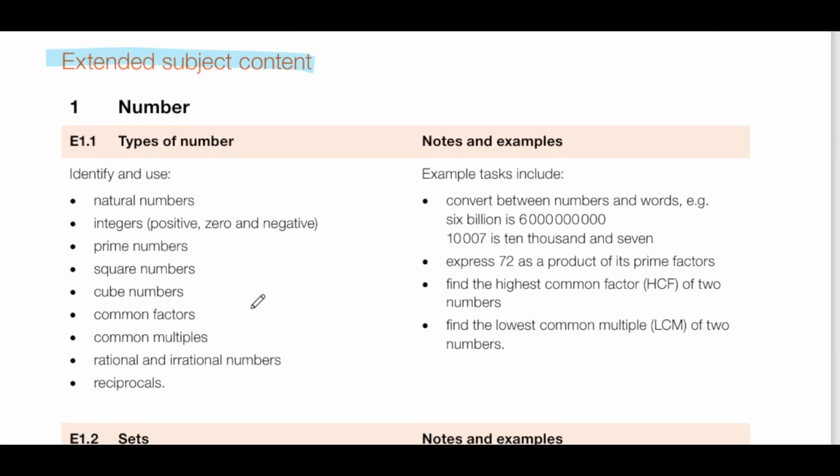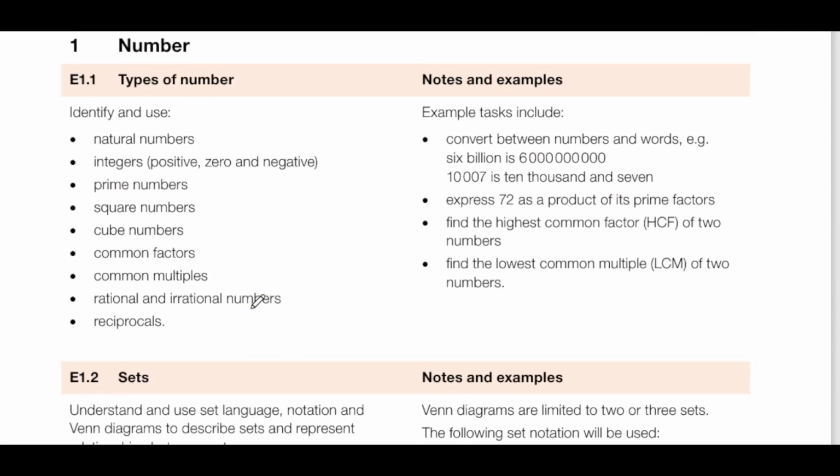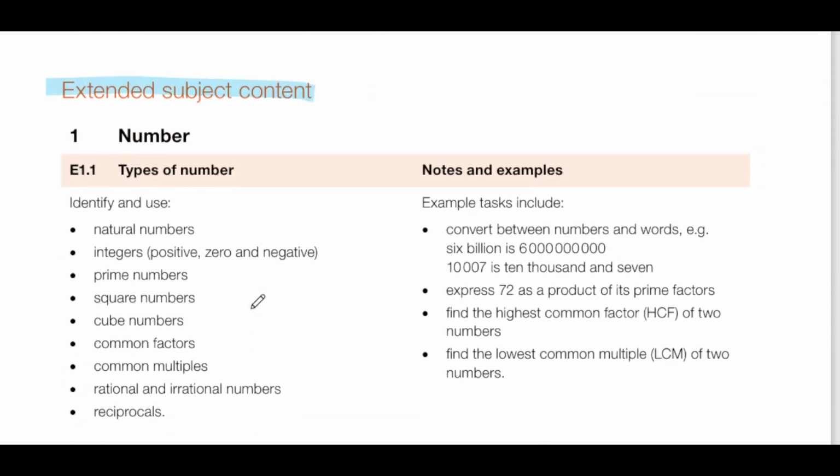So this is again they have given everything. You see previously it was core, now down here you have extended, you will see it with the E, E1.1. So E is for extended, 1 is for numbers and 0.1 is the subtopic. You can see this content is the same, I am just giving an example: natural numbers, integer, prime, square, cube number, as we read in the core also.